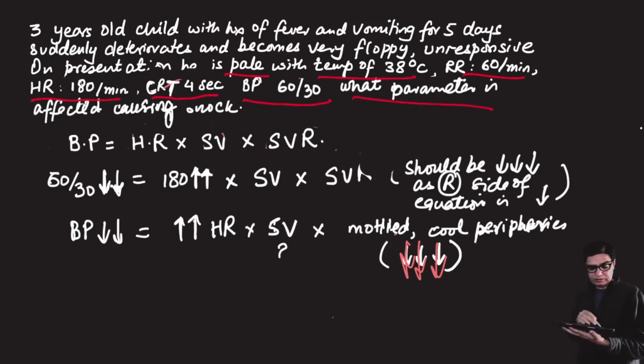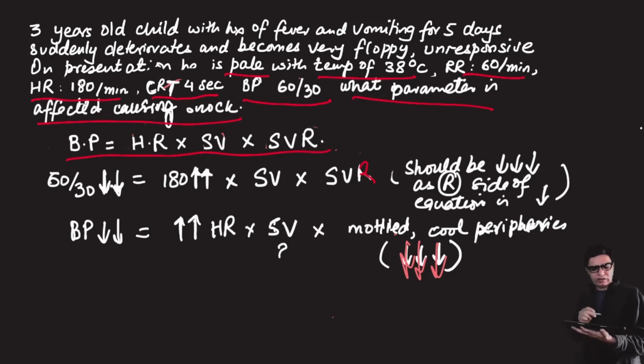So what parameter is affected causing shock? Let's say you have pressed your emergency buzzers and you're trying to put an IV line in, and at the same time you are thinking what has caused this shock. So just quickly go through the equation. And what is the equation? The equation is blood pressure is heart rate times stroke volume times systemic vascular resistance.